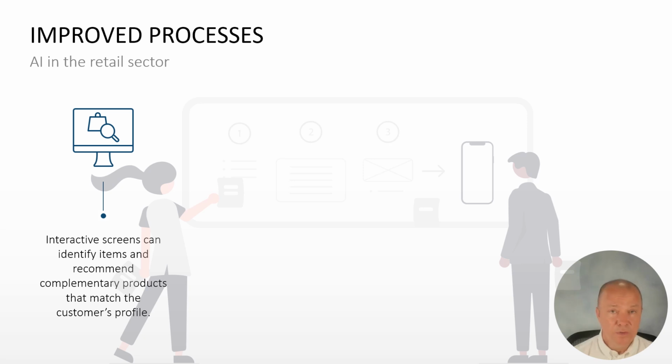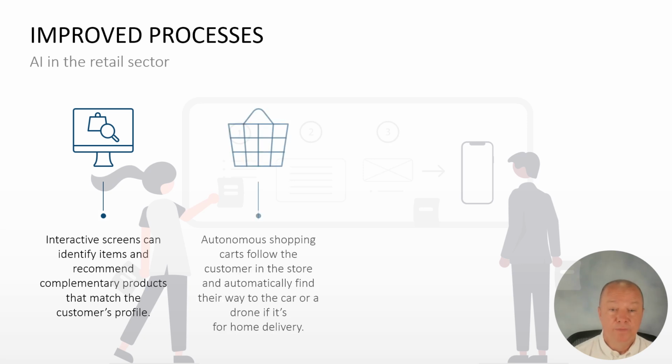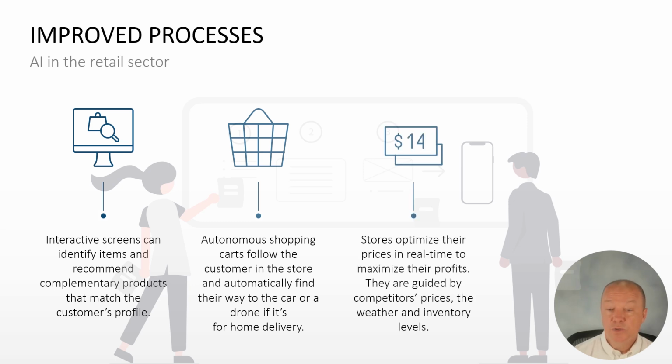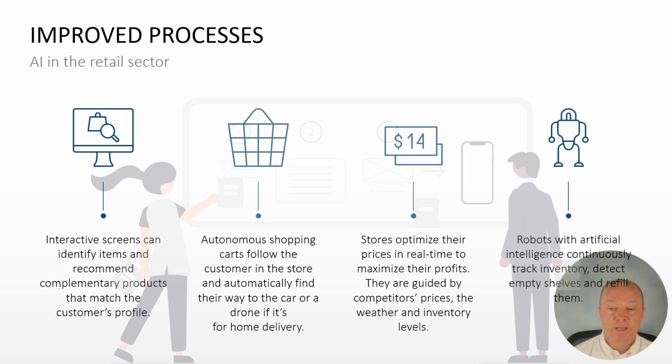And we can also use AI to improve our processes themselves within the retail environment. Interactive screens can help identify items or recommend complementary products that match a customer's profile. We can use, again, autonomous shopping carts that follow the customer in the store, automatically finding their way to the car, or a drone if it's for home delivery. Stores could then optimize their prices in real time to maximize their profits. They are guided by competitors' prices, the weather, and potentially inventory levels as well. And then finally, robots with artificial intelligence continuously track inventory and empty shelves to prevent stockouts.